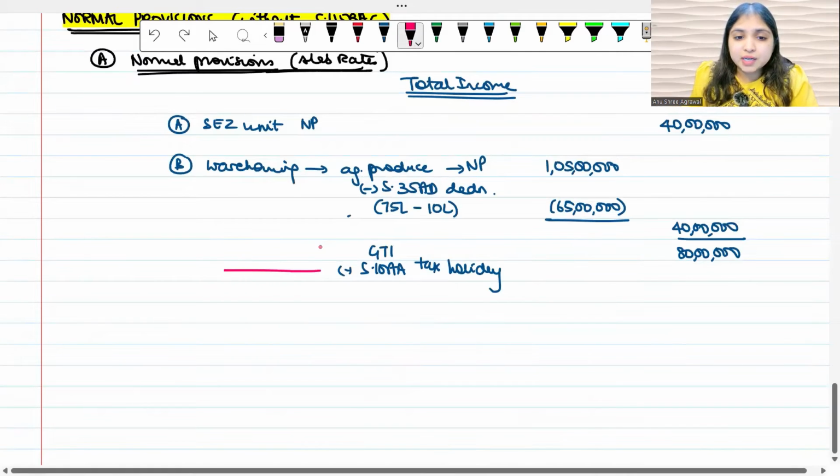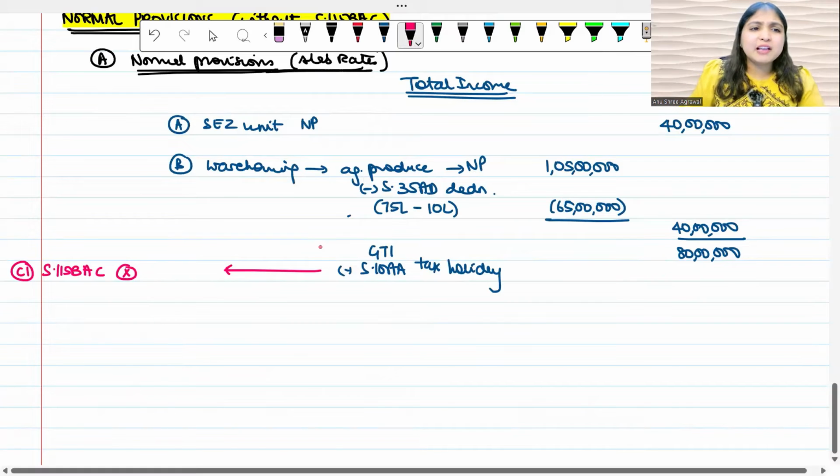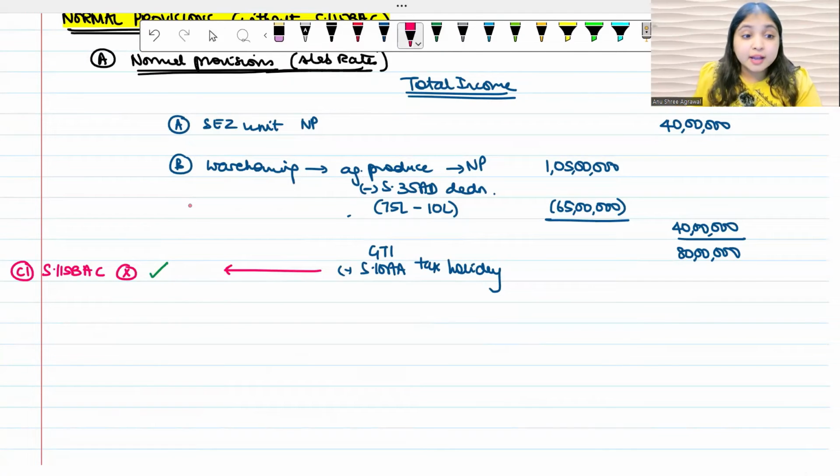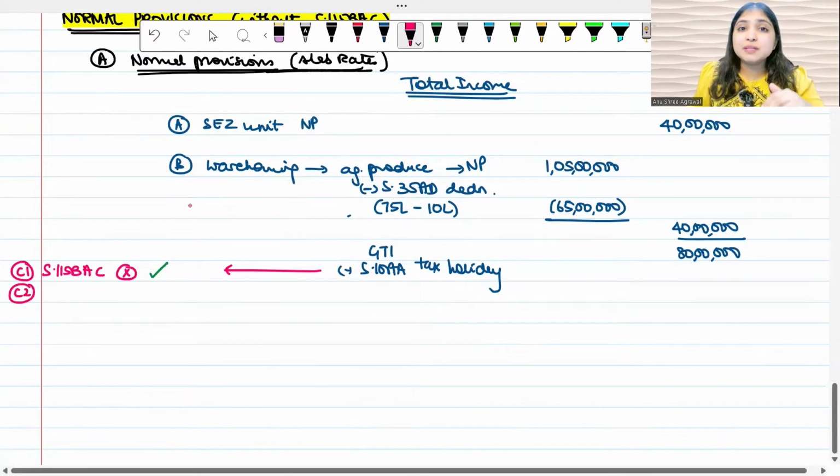Now, whenever it comes to 10 AA tax holiday, you always got to check some conditions. Condition number 1: my assessee should not be following 115 BAC. Because if my assessee is following 115 BAC, then my assessee will not enjoy 10 AA tax holiday. Yes, we are calculating as per normal provisions. Yes, condition 1 is fulfilled. We are not following 115 BAC. Then, condition number 2: the assessee must have set up the unit in an SEZ. Yes, my assessee is having a unit in SEZ.